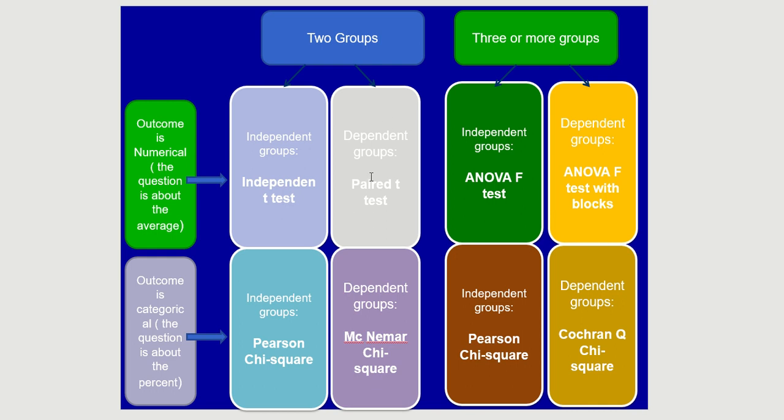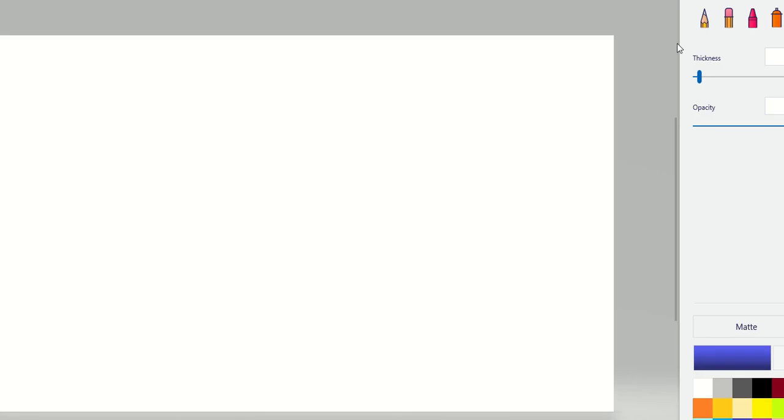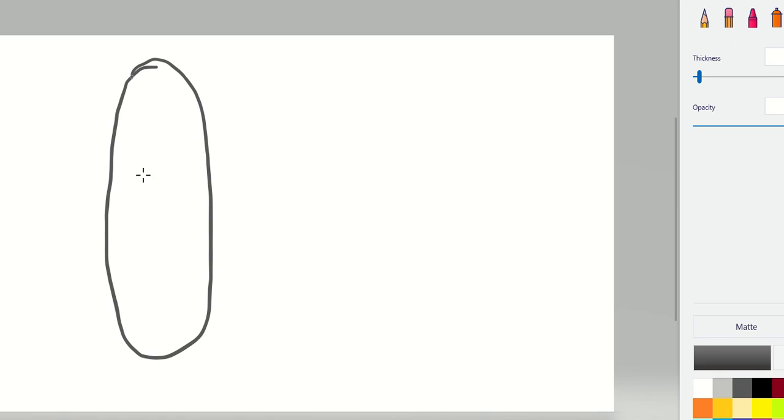Before I go through the lecture itself, I would like to spend a little bit of time explaining the rationale behind the analysis of variance. So think about it this way. Think about a set of data that has a lot of different values, so there's a lot of variability.